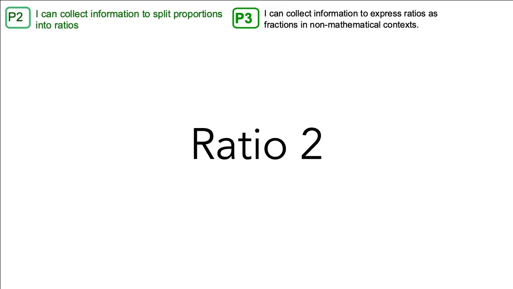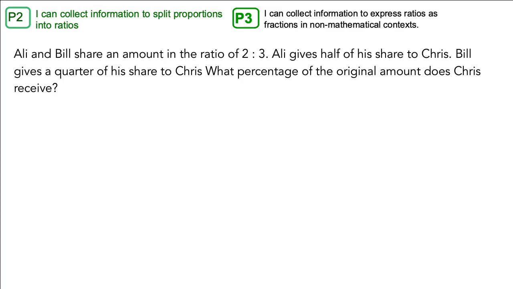For this outcome, we will find the percentage from parts of a ratio. Have a look at this question. Ali and Bill share an amount in the ratio 2-3. Ali gives half of his share to Chris. Bill gives a quarter of his share to Chris. What percentage of the original amount does Chris receive?